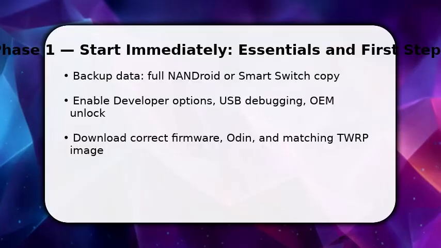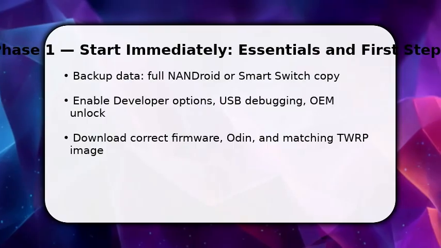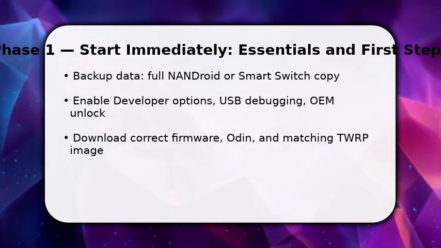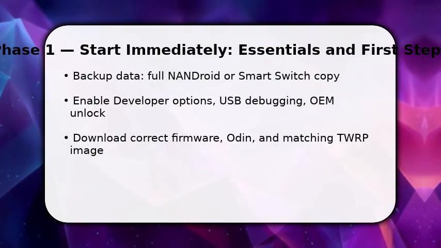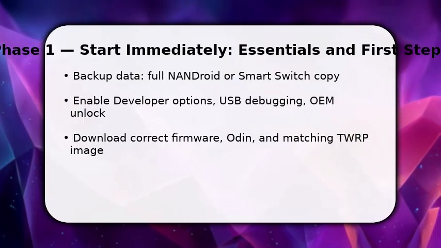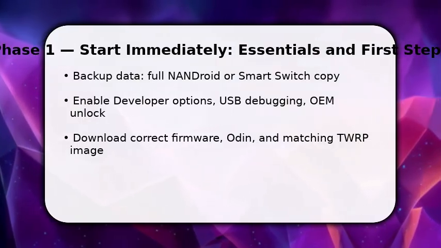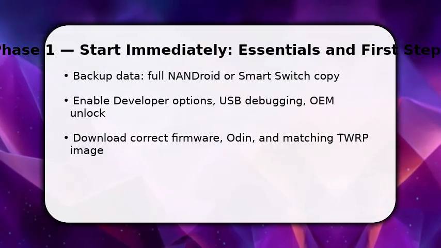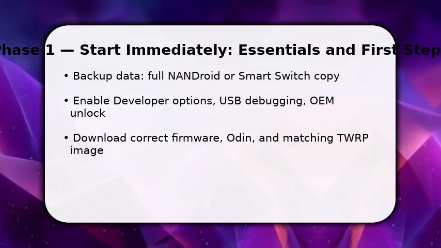Enjoy the video. You begin by making a full backup and verifying battery above 50%. Once done, enable developer options, turn on USB debugging and OEM unlock so the bootloader accepts images. Next, download Odin, the exact stock firmware for your tab model, and the matching TWRP recovery image; mismatches brick devices.